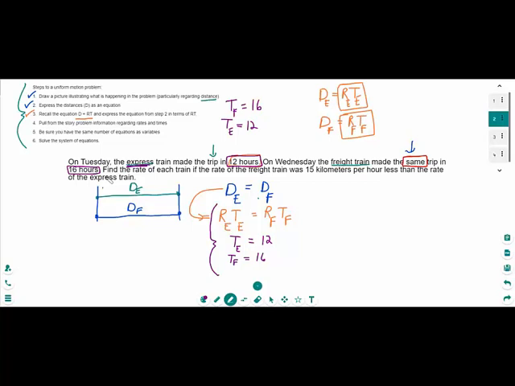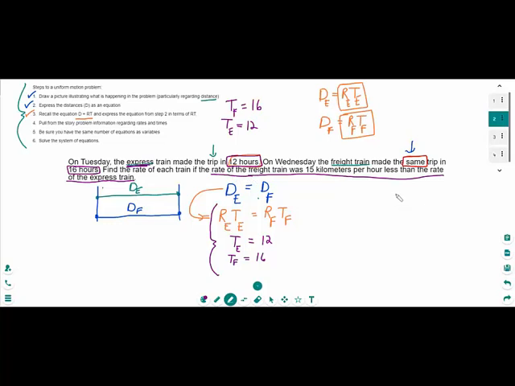All right. So what else do we have? Find the rate of each train if the rate of the freight train was, here we go. So the rate of the freight train was 15 kilometers per hour less than the rate of the express train. So here we have one of those kind of confusing equations that deals with less than. Remember, we've had these before. So what are they saying? They're saying the rate, right?